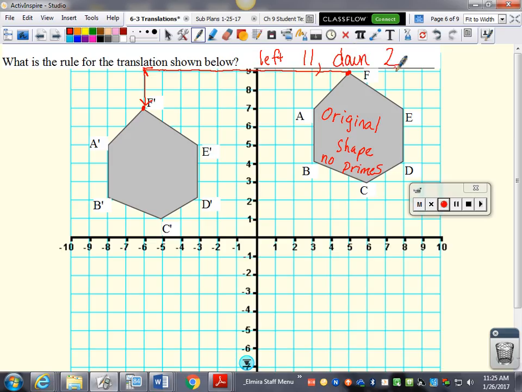Okay, now on your homework you will not always have both directions. You might only have a down 3, and that's it. Okay, if your shape does not move to the left or the right, you don't talk about to the left or the right. Okay, just say what the shape does, and remember that left and right come before up and down. Okay.